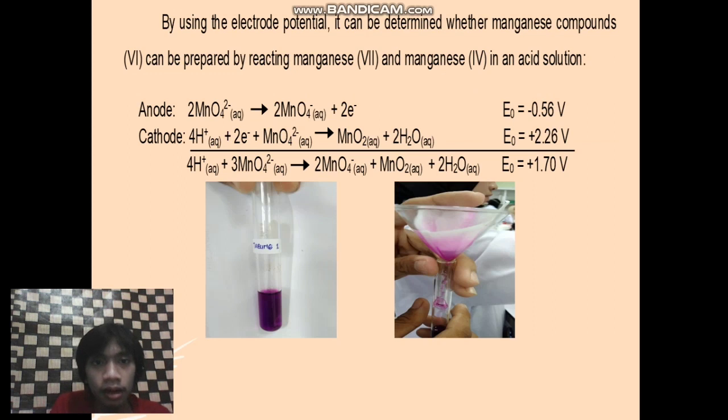Next, by using the electrode potential, it can be determined whether manganese compound 6 can be prepared by reacting manganese 7 and manganese 4 in an acidic solution. The reaction, electrode potential, and the picture can be seen.